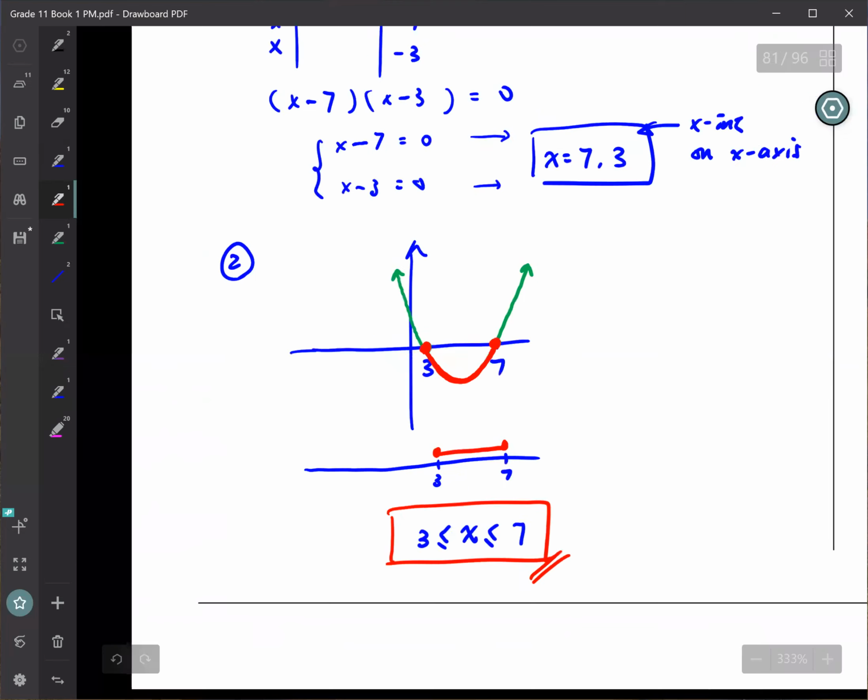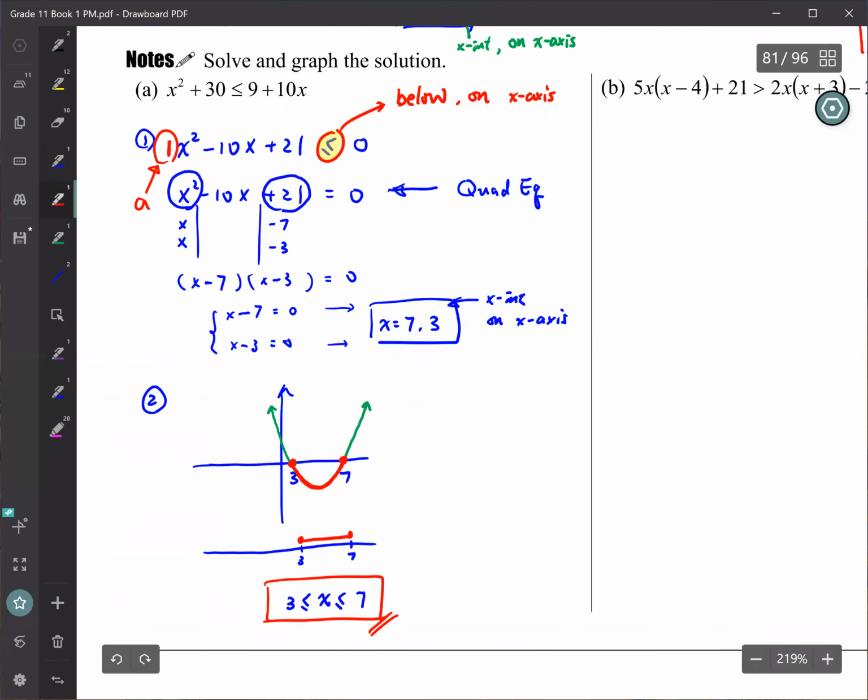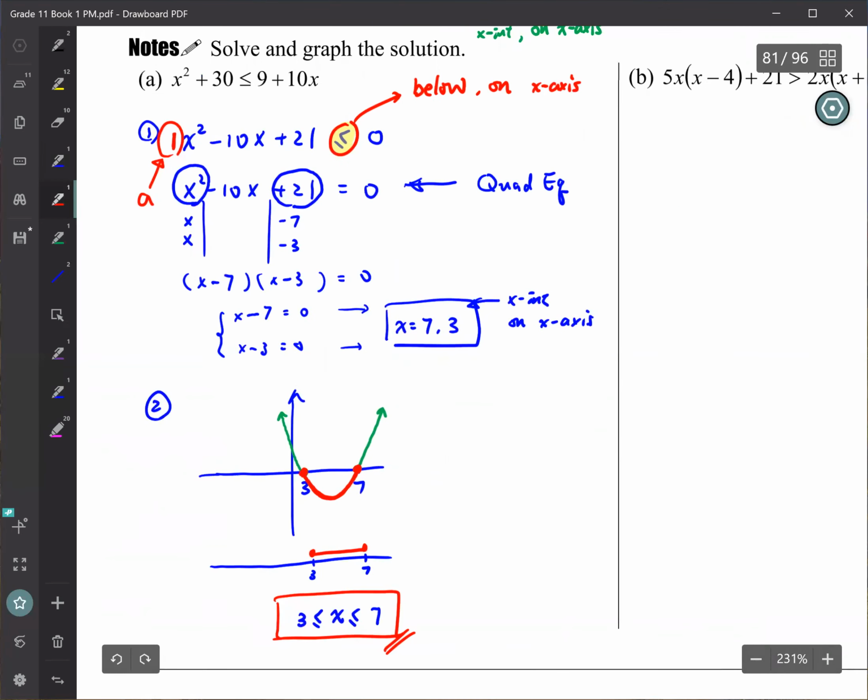Anyone has question here so far? Step 1, find the x-intercept. Step 2, you draw the graph, but then graphing, you need to see if it's open up or down, and then you need to check if the question wants above or below. Okay? Can you raise your hand if you are ready to move on to B?